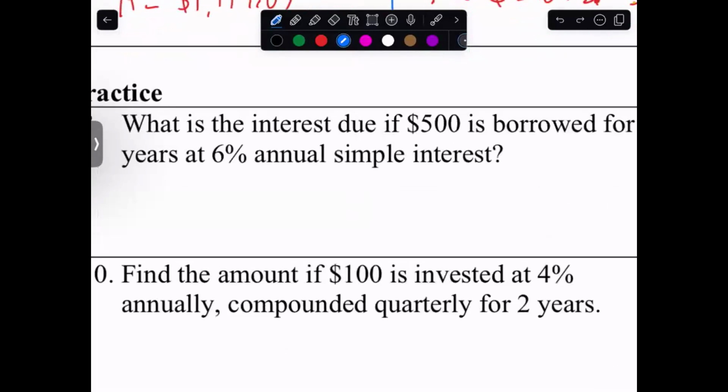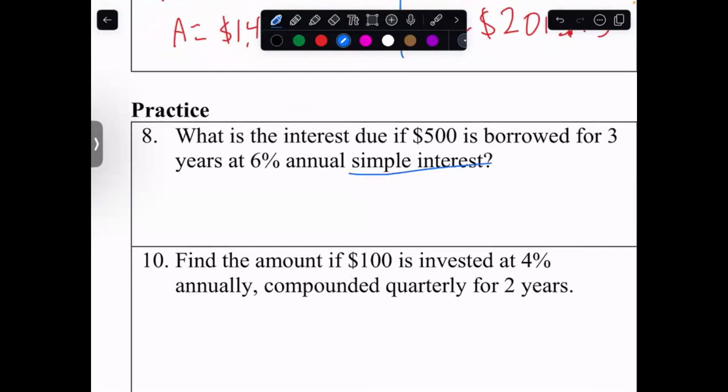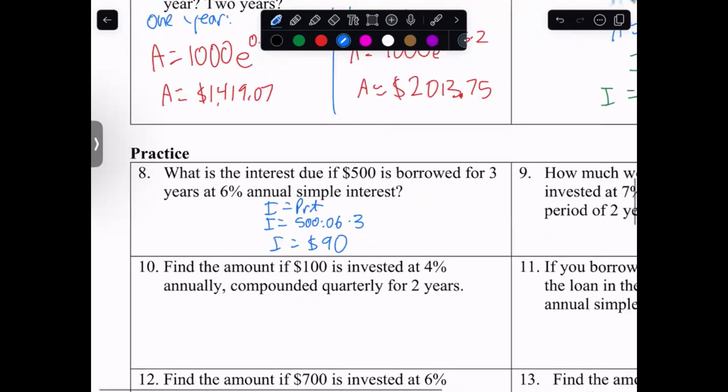Okay. First one, you see the keyword simple. So that means it's the I equals PRT formula. You want to find the interest. You know the principal, you know the interest rate, you know the number of years. So here you would owe $90 of interest.